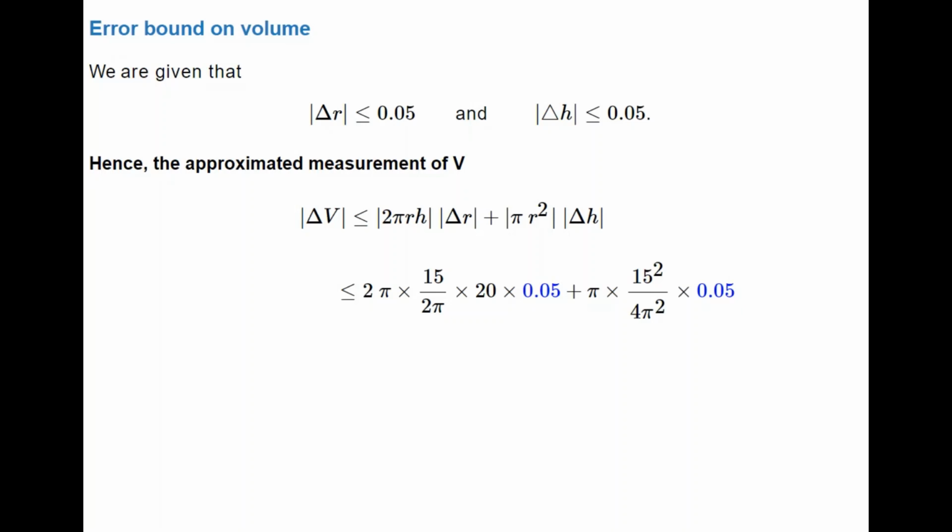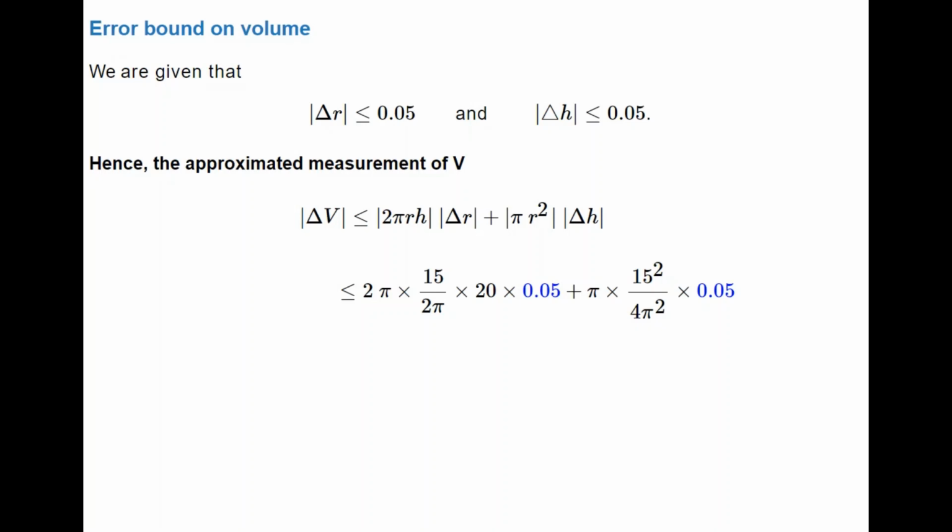And therefore, you can see that we have removed the plus and minus sign. So the absolute value of delta R turns out to be 0.05, and so for the absolute value of delta H. In this case, all other elements 2 pi R H are all positive numbers, so their values remain the same out of the absolute value sign. The only thing that changes and creates another inequality is the error bound on R and H.